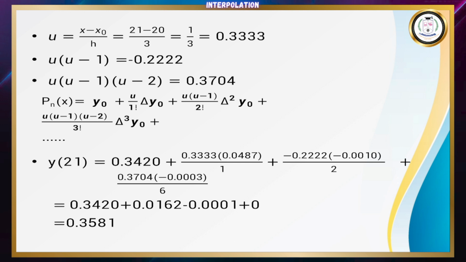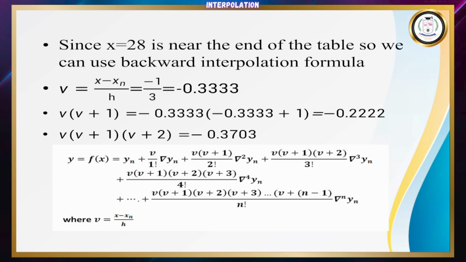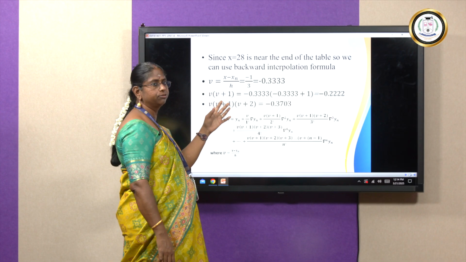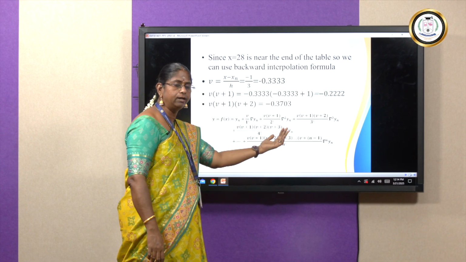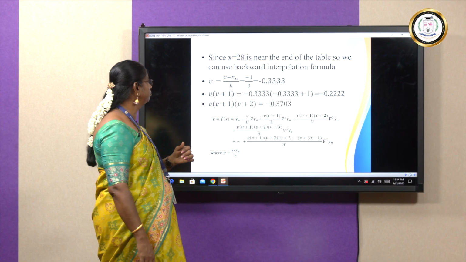So y of x is equal to 21 is 0.3581. Then the next value, x is equal to 28. For that x value I want to find the corresponding y. For that we may use the backward interpolation formula, because my 28 is near the second half of the table. So we may use backward interpolation.